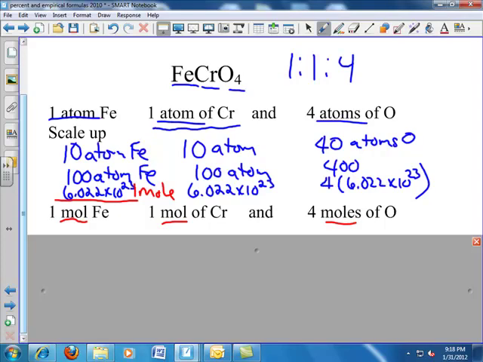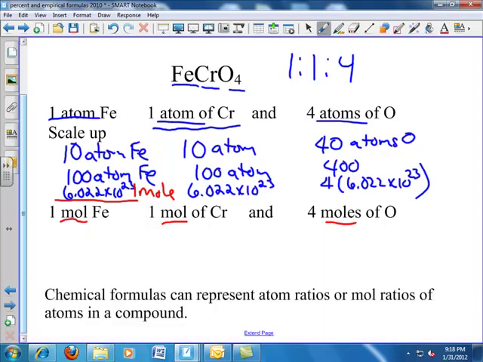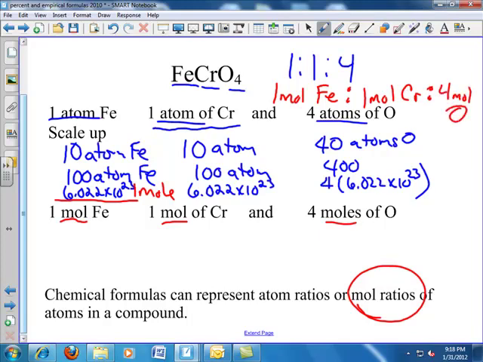And what happens is, with those moles, chemical formulas can represent atom ratios or mole ratios. That's what we want to look at in this particular section: chemical formulas in terms of a mole ratio. So back to this, it means there's 1 mole of Fe for every 1 mole of chromium for every 4 moles of oxygen. That's our mole ratio instead of atoms.